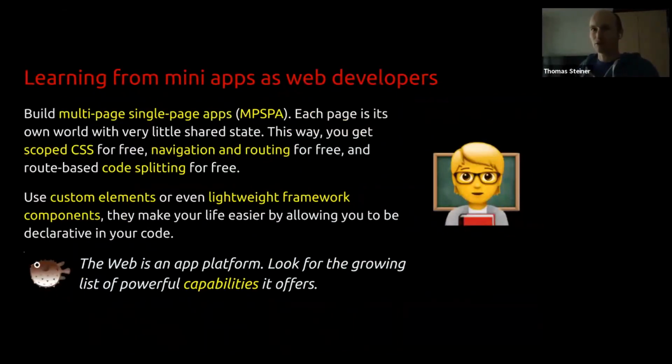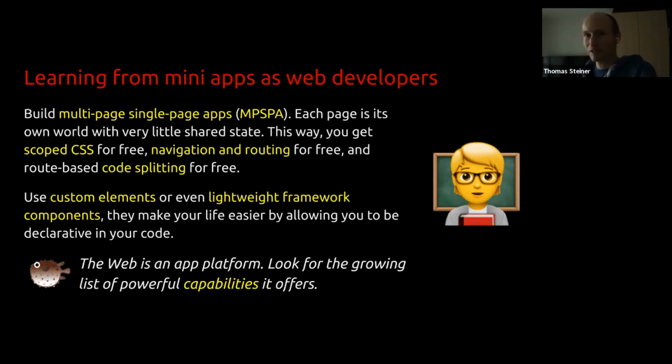So why do I tell you all this? Why did I dive into this? I wanted to learn something from mini apps, especially with the view of a web developer. And the learning I've taken so far is to build something I call multi-page, single-page apps. I'm coining that term now: MPSPA, multi-page, single-page app. Why? Because each page is its own world with very little shared state. Like that, you get scoped CSS for free, you get navigation and routing for free, you get route-based code splitting for free, you get so many things for free that in modern single-page applications you have to, or the framework has to, rebuild for the browser.